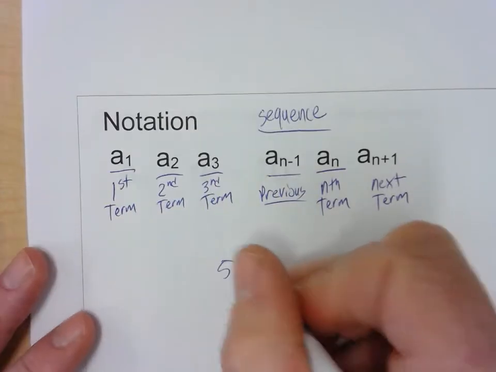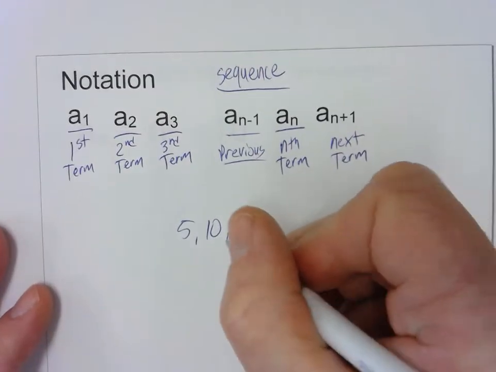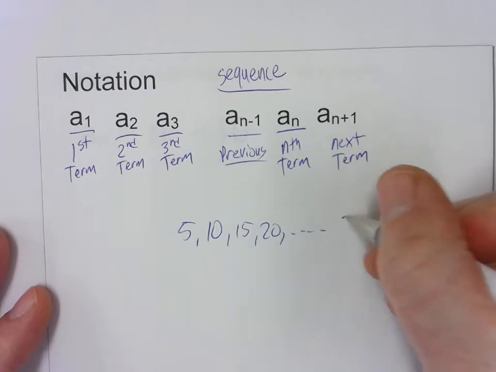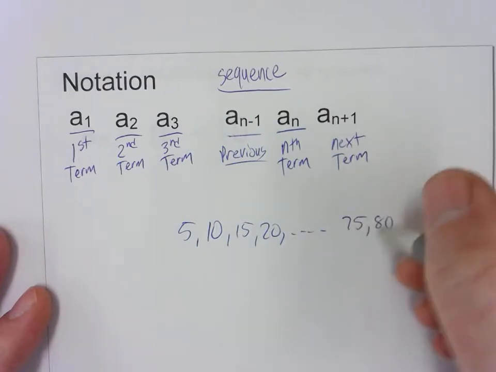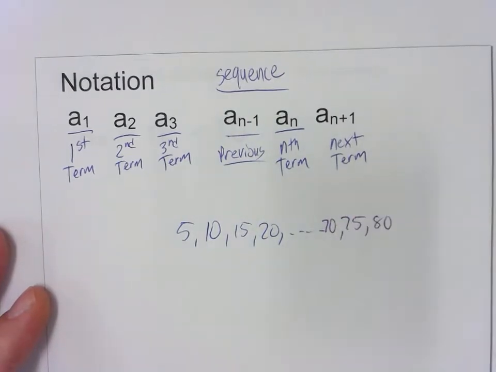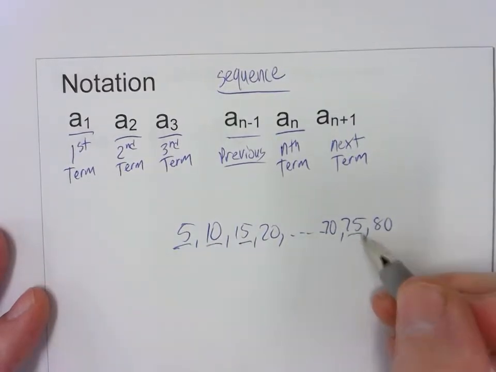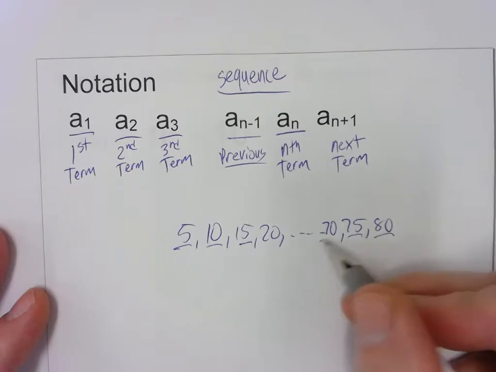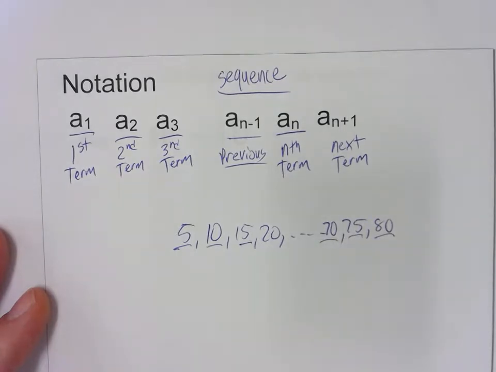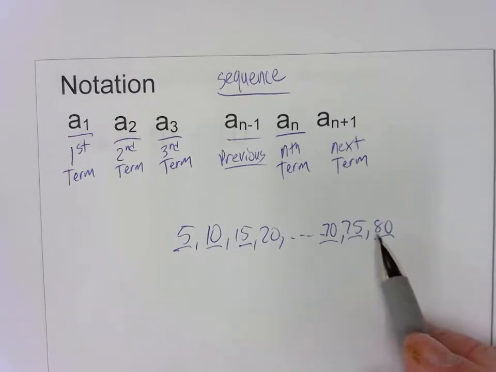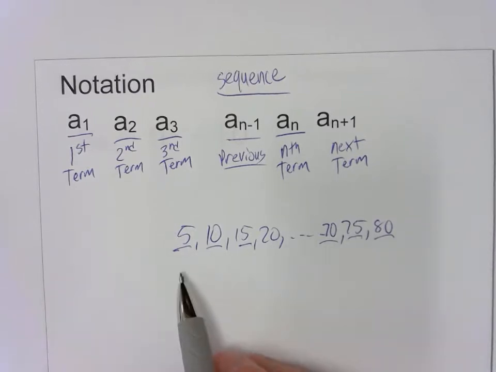So if we go 5, 10, 15, 20, etc., somewhere out in the future would be like 75, 80, and the one before it would be 70. So then this would be like the first term, second term, third term, the nth term, n plus 1, n minus 1. Okay, so it's just a list of numbers. And there's different kinds of sequences. You can do sequences by adding, subtracting, multiplying, dividing, or just a list of numbers in a pattern.